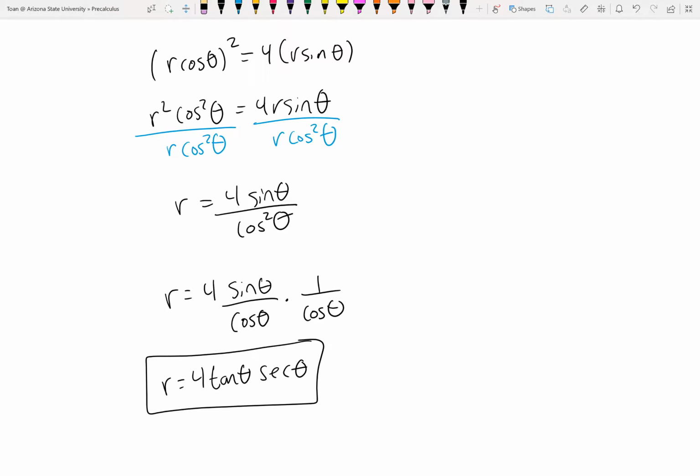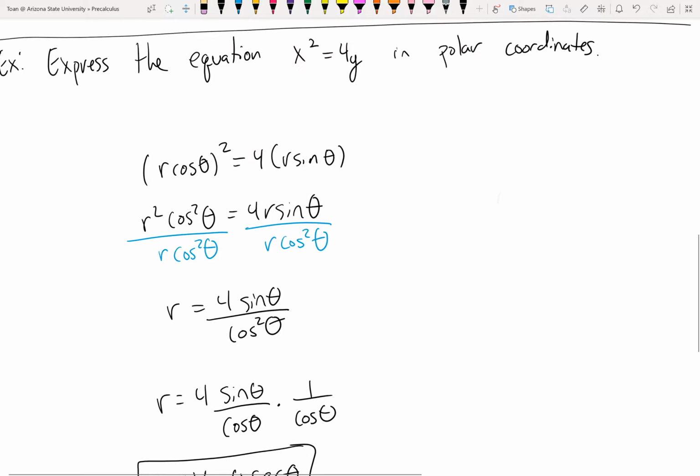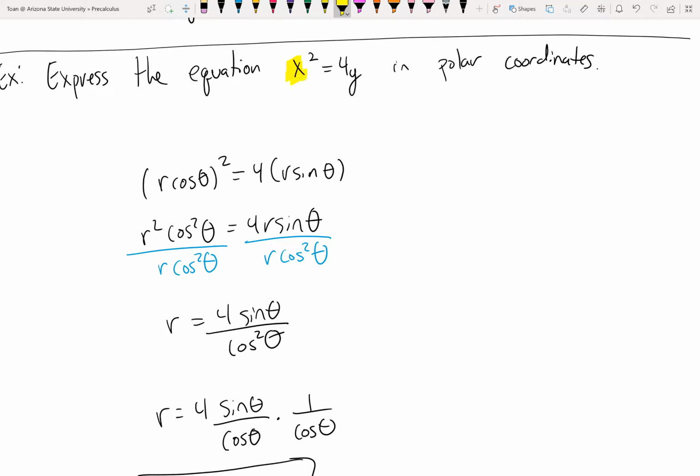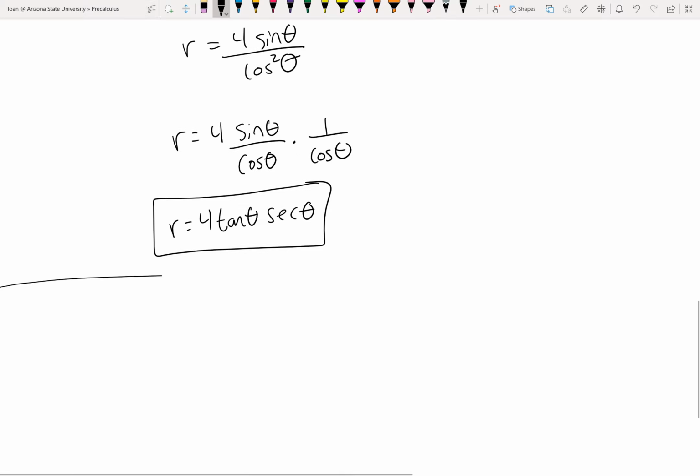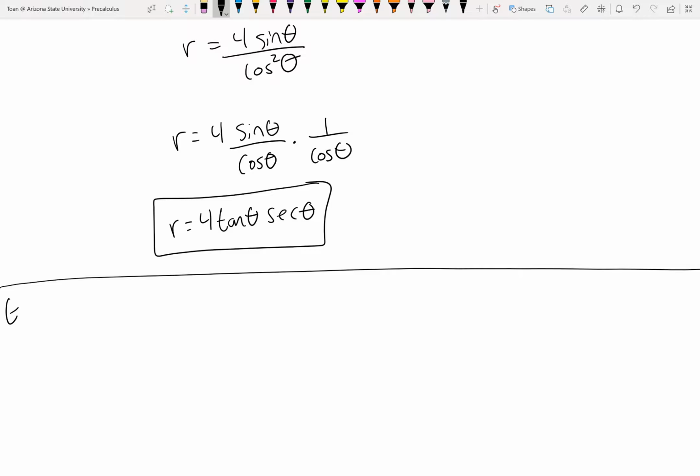So you can see that converting into polar isn't that hard. Literally, wherever you see an x, change it into an r cosine theta. Wherever you see a y, change it to an r sine theta. That's all you have to do. Going the other direction is a little bit tricky. Well, not tricky, but it requires some thinking. You can't just be a mindless robot when you convert it into rectangular.